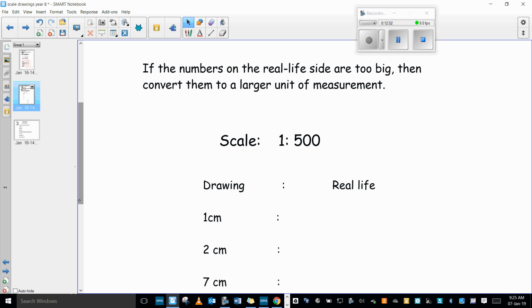So what's confused you? The unit, I just don't understand the unit. Okay, so the unit is just going to remain the same no matter what. So let's do an example and see if that helps. So here they've said on the drawing it's going to be 1 centimetre. So in real life, what do we have to do to our number for this ratio?